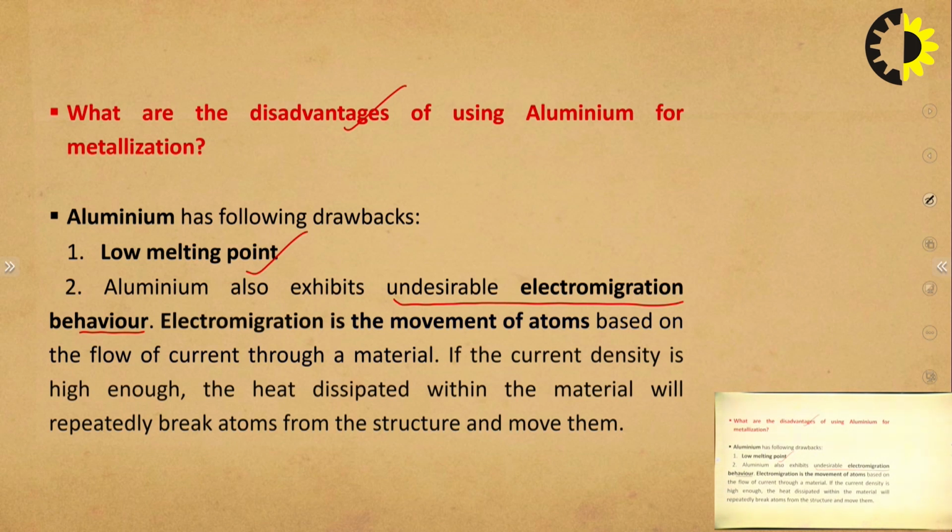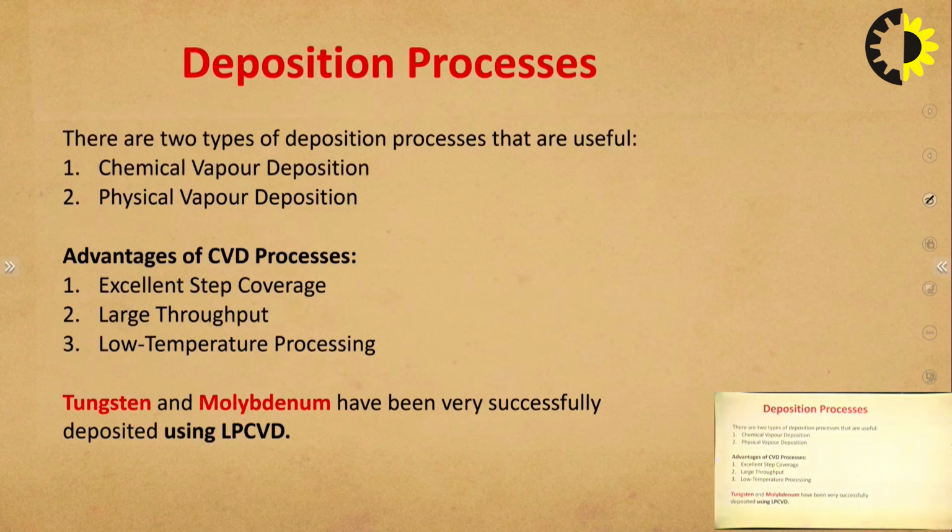So these two are the main drawbacks of aluminium. Now next, move to the deposition processes. For metallization, deposition, we can classify the process into two types: chemical vapor deposition and physical vapor deposition. Chemical vapor deposition process, we have also discussed it.